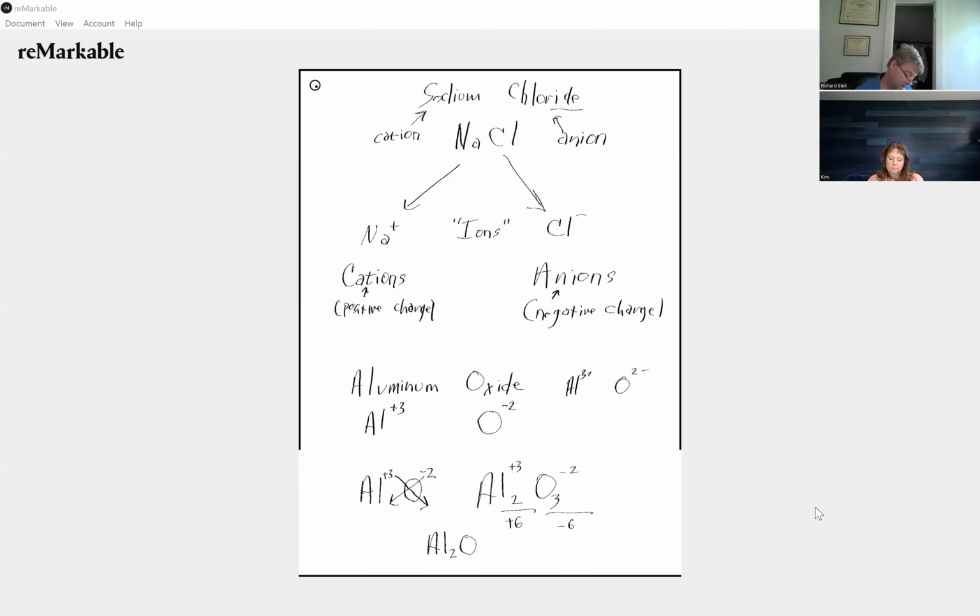Al2O3. A total of 6 electrons has been transferred, but we need 2 aluminiums for every 3 oxygens. So we can transfer the exact number that we need. Does that kind of make sense to you? Yeah.